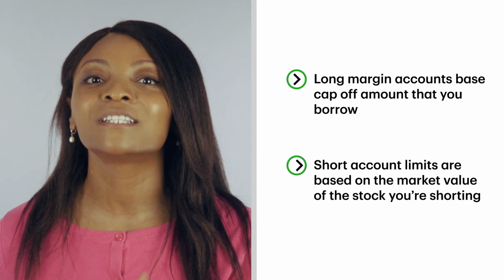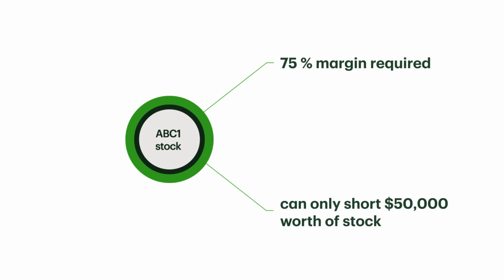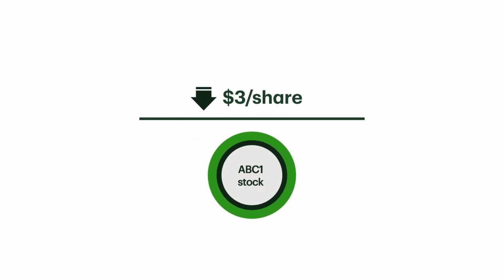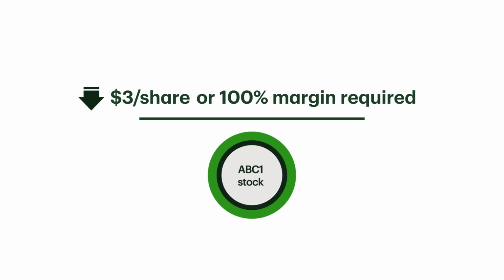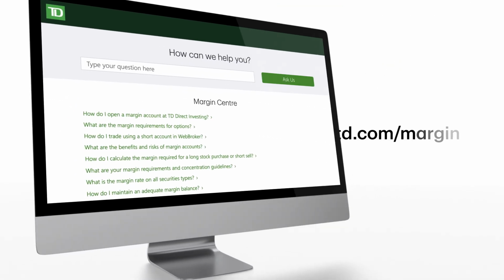One thing to note is that there's a limit on how much you can short, just as there's a limit on how much you can buy with margin. Unlike a long margin account where the cap is based off of the amount you're borrowing, for a short account, the limit is based off of the market value of the stock that you're shorting. For example, a stock with 75% margin requirement only allows you to sell $50,000 worth of the stock. Any stock trading under $3 a share or that has 100% margin required can't be shorted. Check out the short concentration guidelines for details.